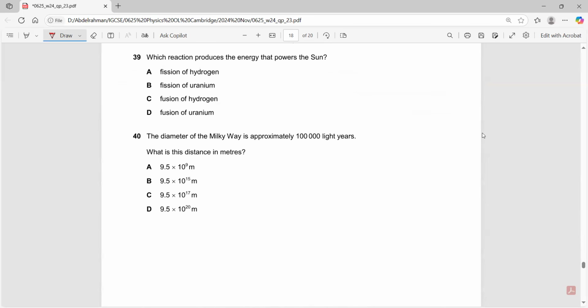Which reaction produces the energy that powers the sun? Fusion of hydrogen. The diameter of the Milky Way is approximately 100,000 light years. What is the distance in meters? 100,000 times 1 light year, which is 9.5 times 10 to the power of 15, giving you a total distance of 9.5 times 10 to the power of 20 meters.